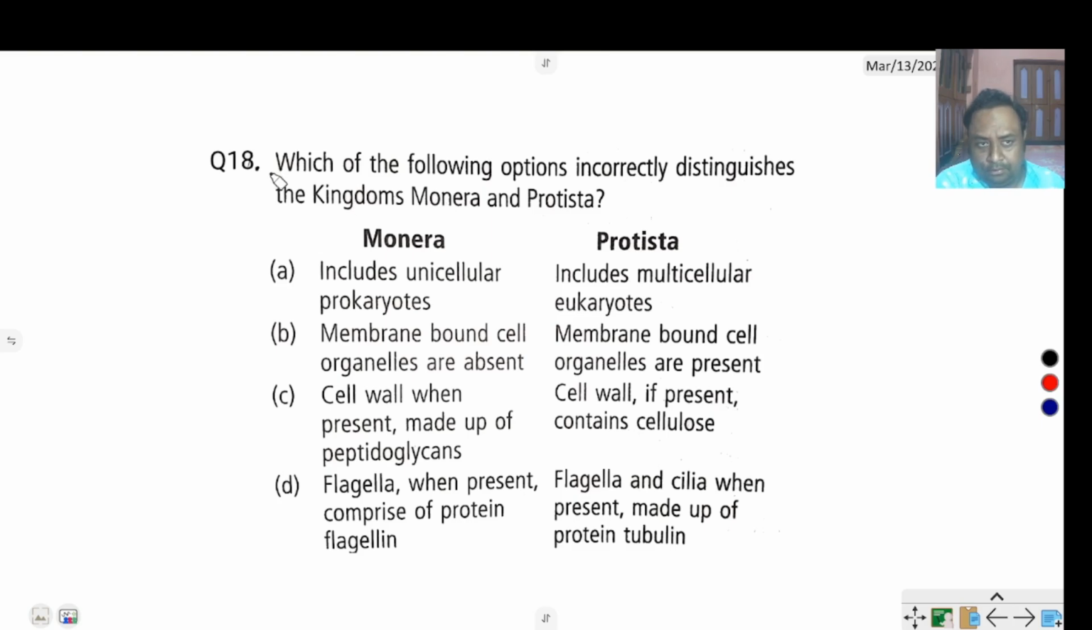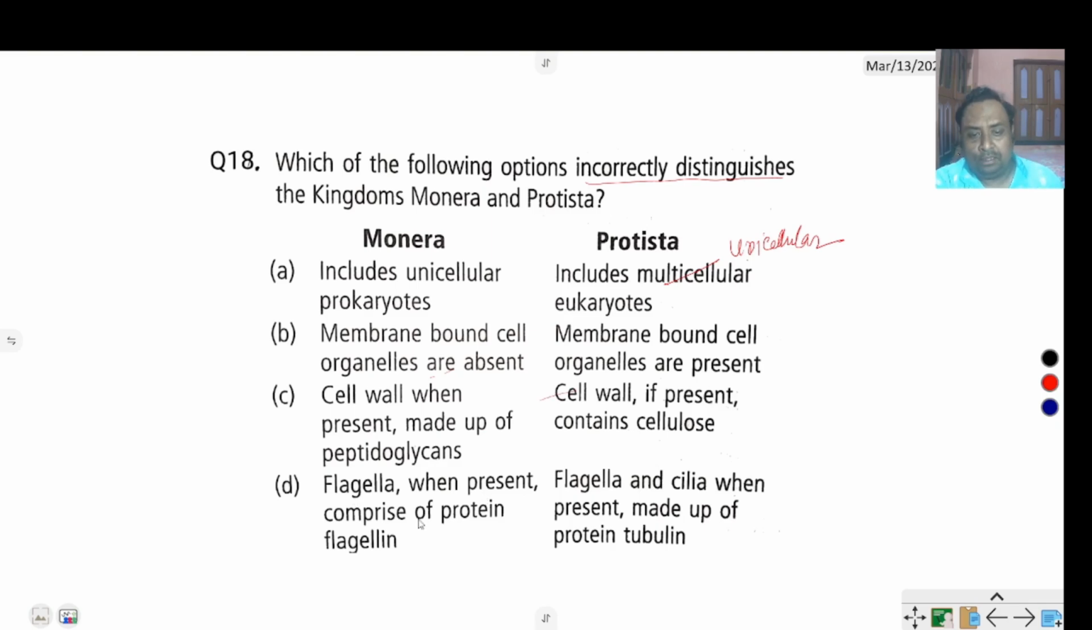Question number 18. Which of the following options incorrectly distinguishes the kingdoms Monera and Protista? Monera includes unicellular prokaryotes, Protista multicellular prokaryotes. Not. They are also unicellular eukaryotes. Clear? B. Membrane bound cell organelles are absent, membrane bound cell organelles present. B is a correct option. Cell wall when present is made up of peptidoglycan. Definitely. Cell wall if present contains cellulose, like diatoms.